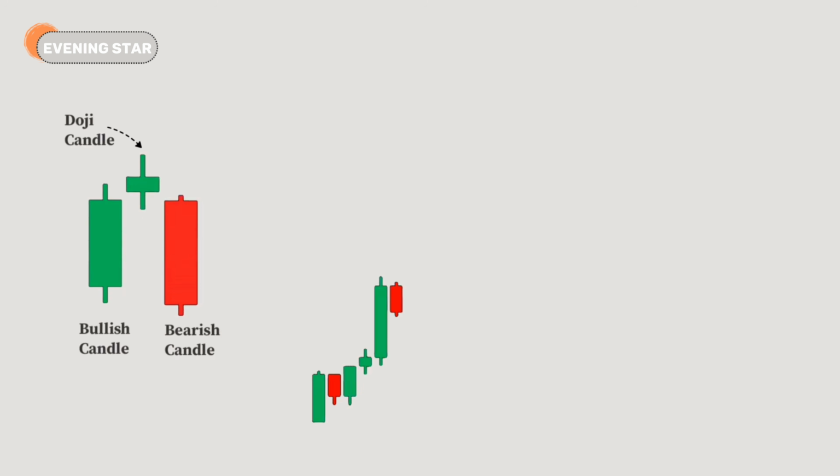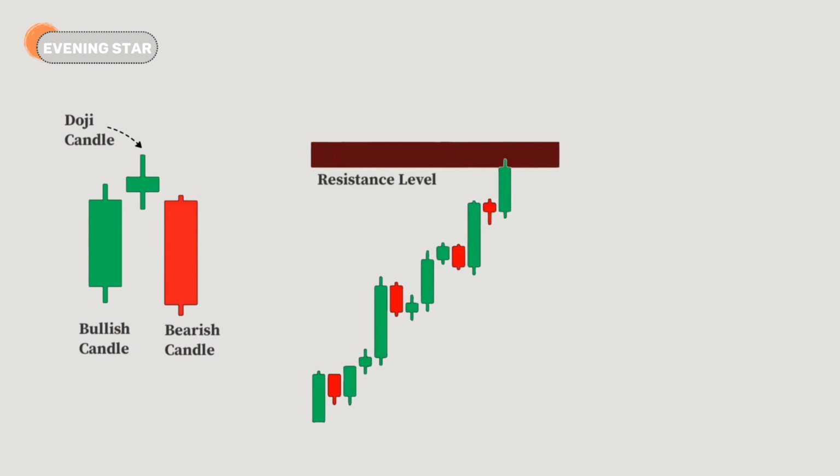Let's now learn the evening star candlestick pattern. An evening star pattern is made up of 3 candlesticks: a strong bullish candle, an indecision candle, and a bearish candle. When there is a short-term uptrend in the market and the price is near a resistance level, buyers try to break this resistance level by pushing the price upwards, closing a strong green bullish candle near the resistance area.